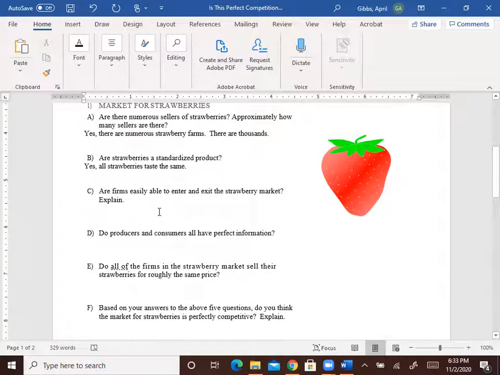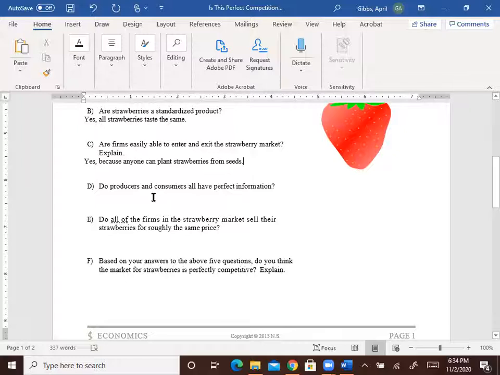Are firms easily able to enter and exit the strawberry market? Yes, because anyone can plant strawberries from seeds. Anybody can go out and make a strawberry garden. Do producers and consumers all have perfect information? Can you Google how to grow strawberries? Can you Google how to care for strawberries? Can you Google what strawberries are supposed to be?